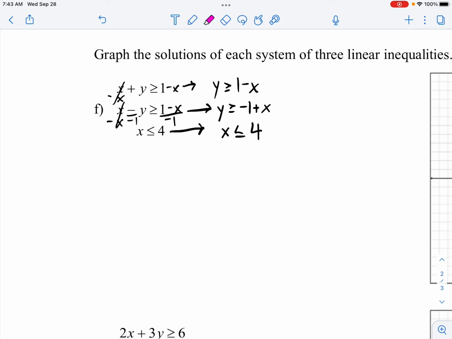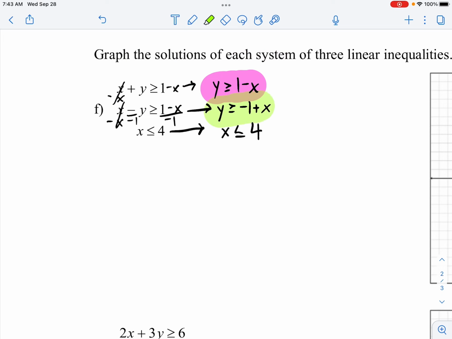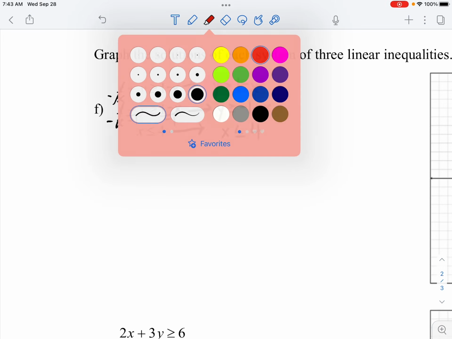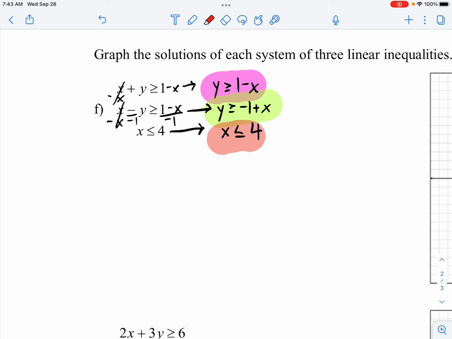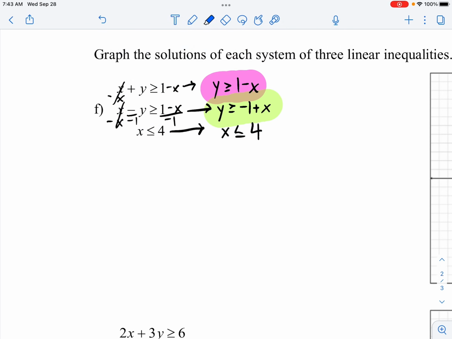All right, so I'm going to highlight these. Top one will be pink. Middle one will be green. And for the last one, red is a little too similar to pink. Let's try blue. Let's do blue.